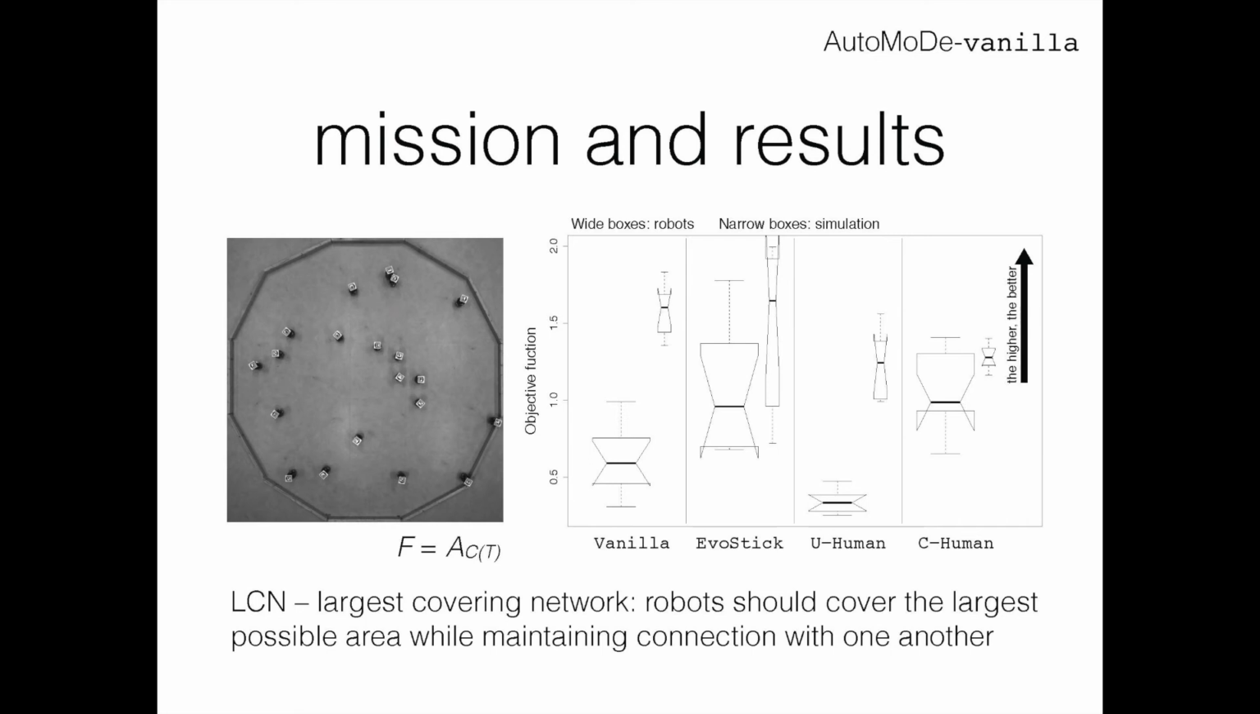Here the results show that Vanilla, EvoStick and U-human have quite a noticeable drop in performance. So they perform quite well in simulation, but the results on the robots are lower. But it has also to be noticed that these differences are significant, but are quite tiny. And in practice, all the methods perform more or less the same.